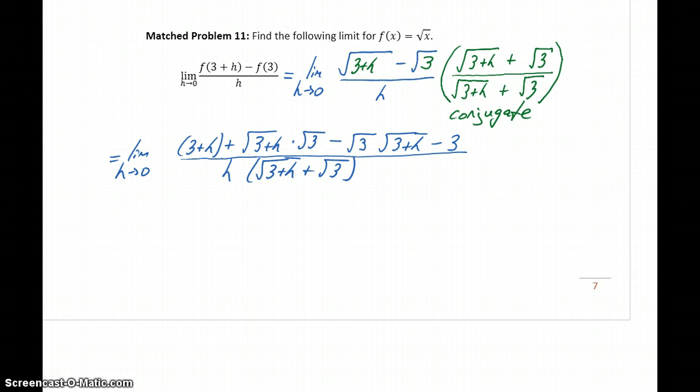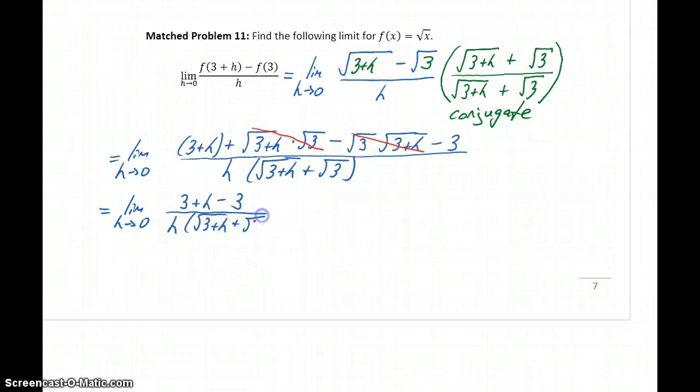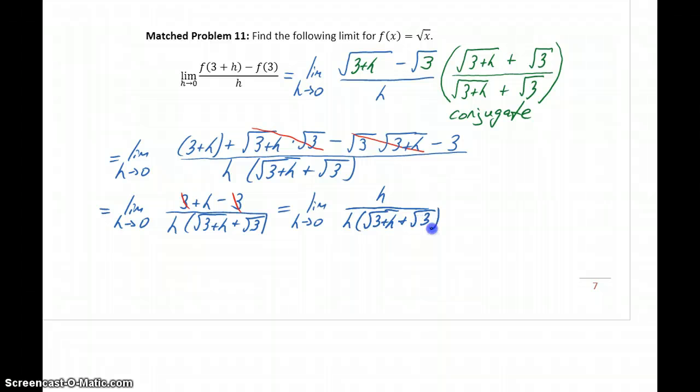So at this point, it might look like we've made this problem awful, but what we see is we've got two terms that are exact opposites of each other. So those two are just going to cancel each other out, which is going to leave us with the limit as h approaches 0 of 3 plus h minus 3 over h times the square root of 3 plus h plus the square root of 3. So in the numerator, we've got plus and minus 3, which gives us the limit as h approaches 0 of h over h times the square root of 3 plus h plus the square root of 3.